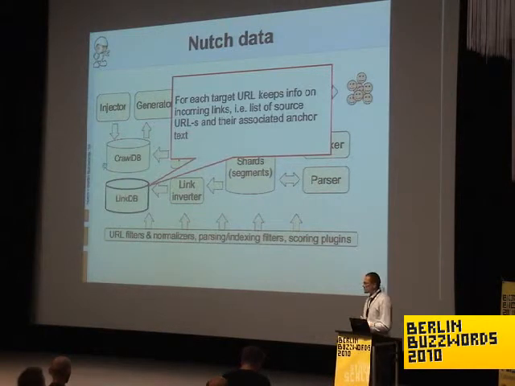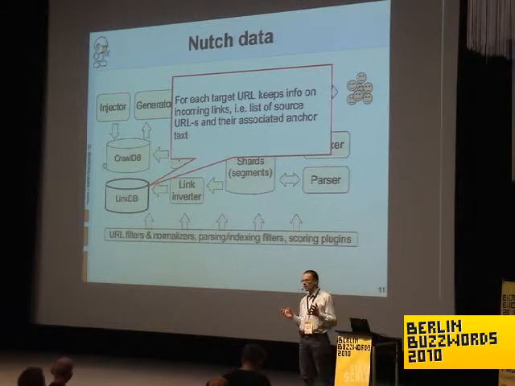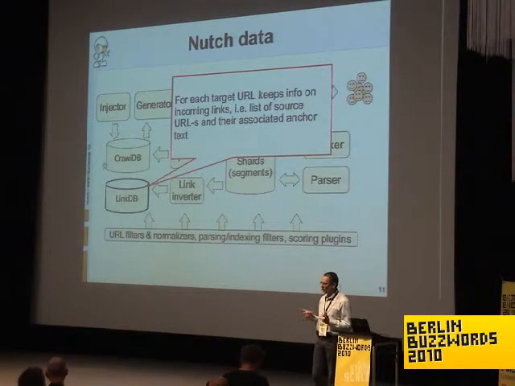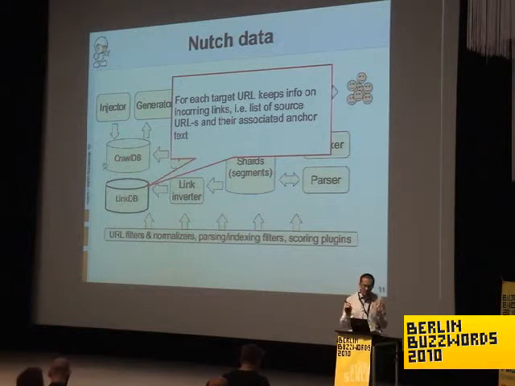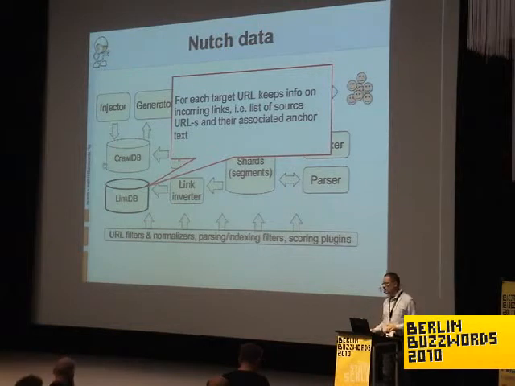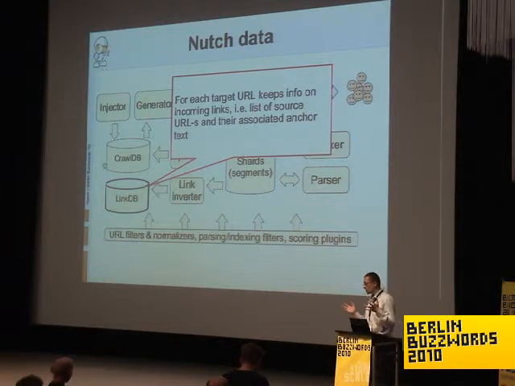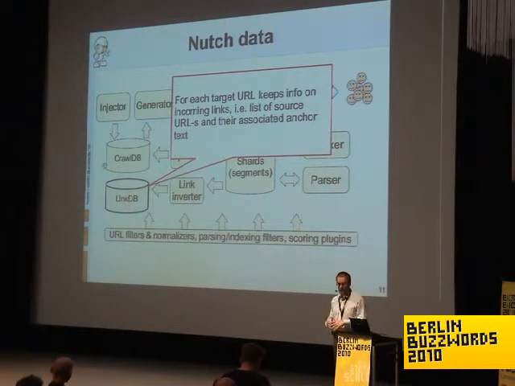Then we have the link database, which stores connections between pages, and in the case of Nutch, the LinkDB actually stores incoming links. Why incoming links? Because incoming links contain a very important piece of data, which is the anchor text. And anchor text is a very, very crucial piece of semantic information that we want to associate with the target pages. So this LinkDB stores this information in an inverted format, so to speak, because HTML pages contain outlinks and not inlinks, right?